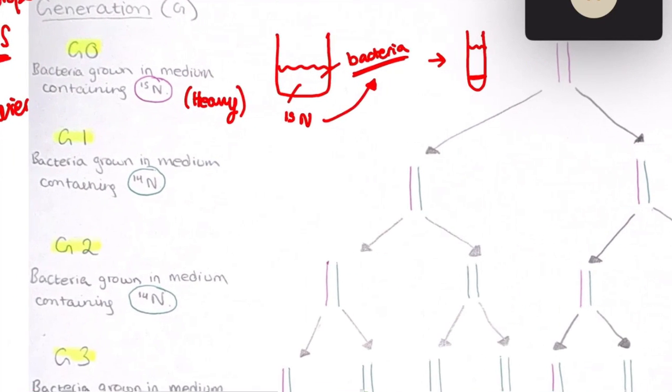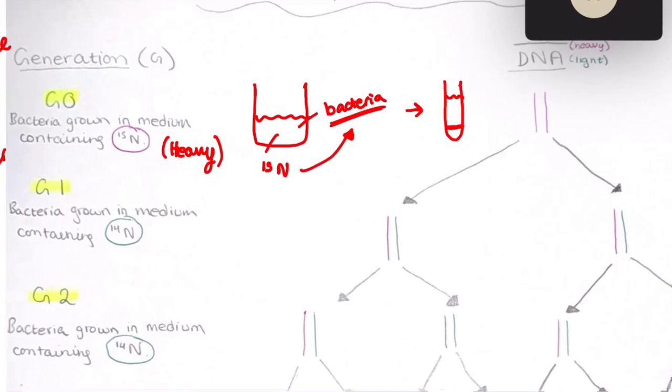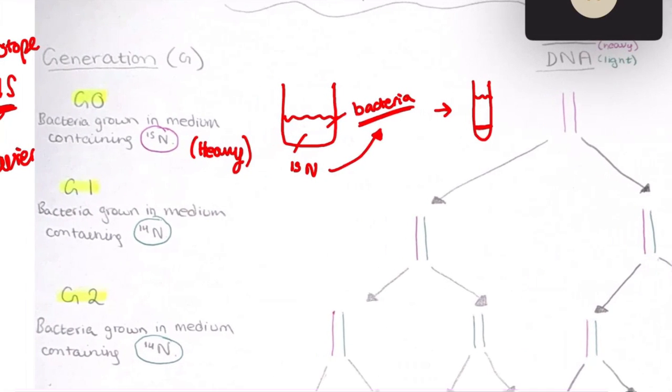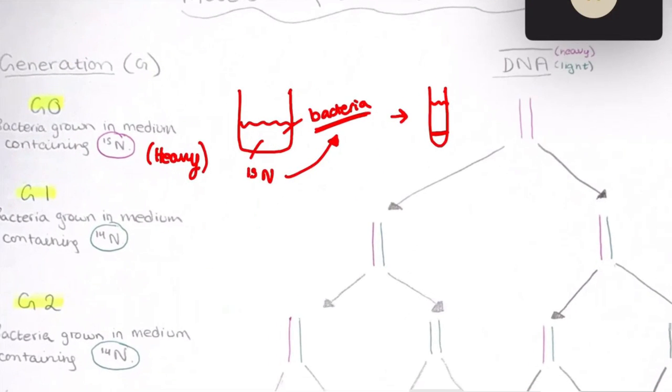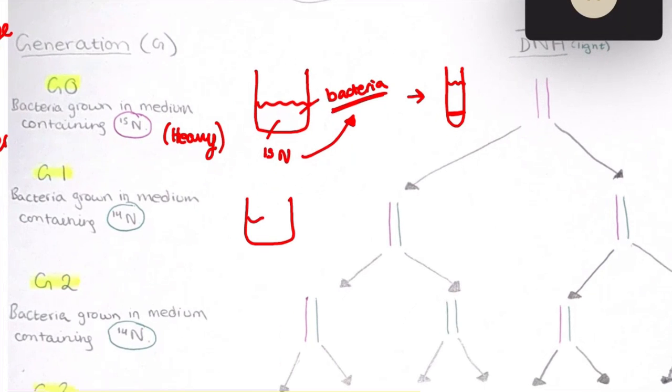Now the same solution, the same DNA that we have, we incubate it for another generation. This time we don't add in 15 nitrogen, we add in 14 nitrogen. So to this solution we're going to add in 14 nitrogen. The original 15 nitrogen is already in the solution, and there's still going to be bacteria in the solution.